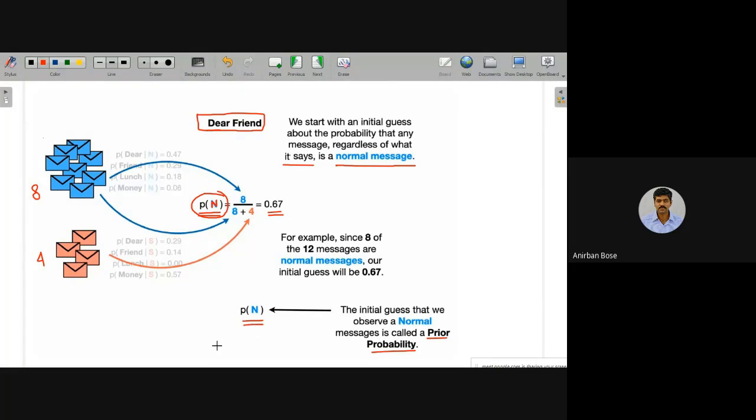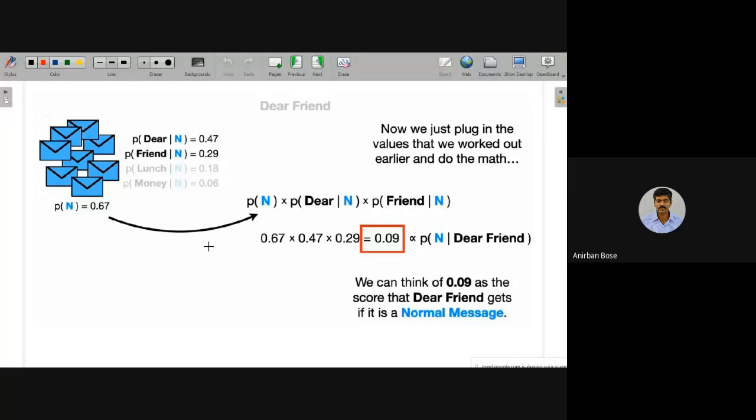Okay. What will be the next step? The next step is we will find out the probability of the word "dear", because "dear" is one of the words in our new message. So first we will consider the word "dear". What is the probability of "dear" in the normal message? That we have already calculated. Okay, then we'll consider the probability of "friend" in the normal message, that we have also calculated. Okay, so we'll multiply all these 3 quantities.